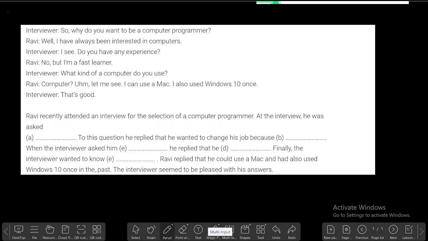So listen here. This question is based on the morning discussion. What we have discussed there, four different sentences we have discussed.